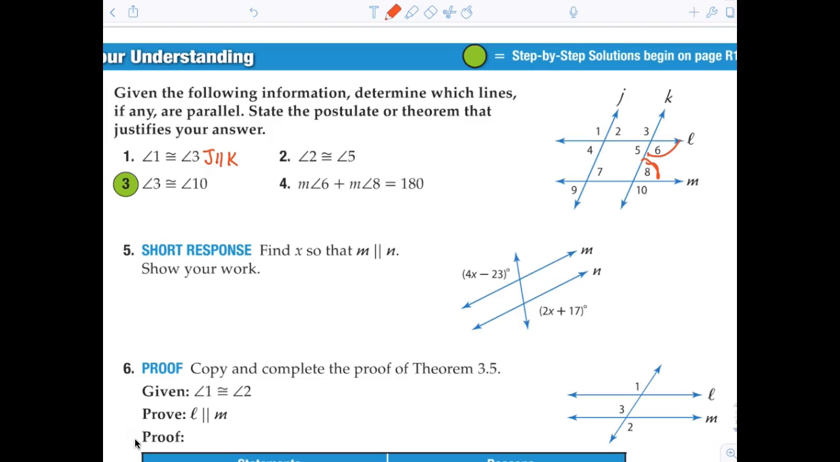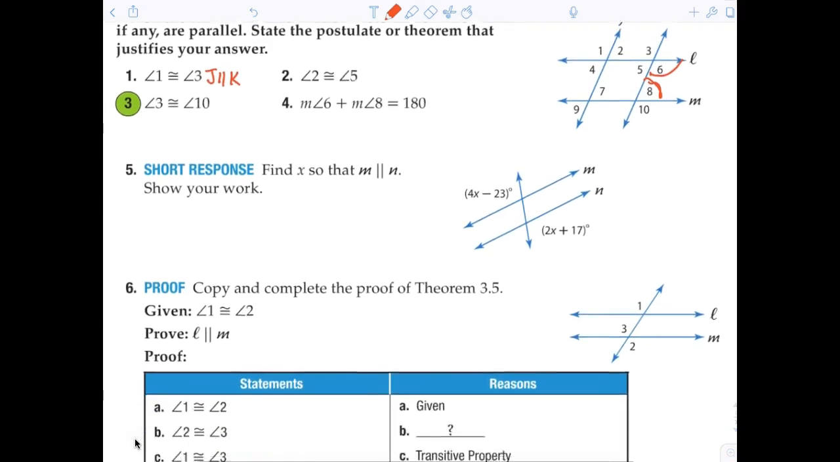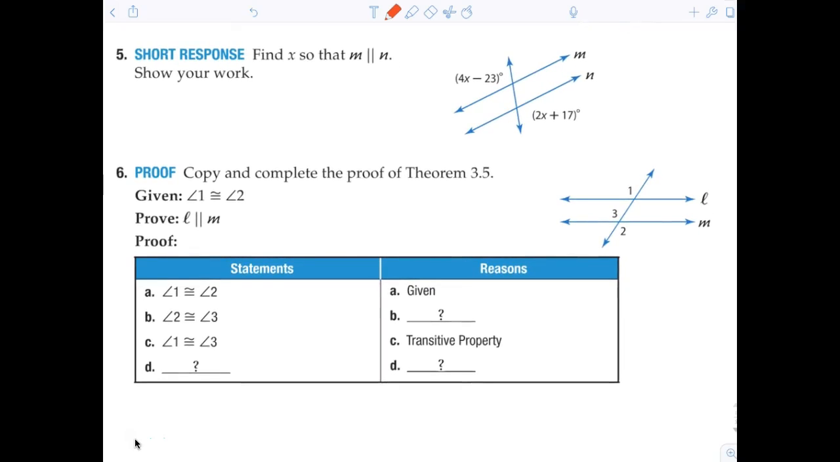All right, so let's look at question number 5. In question number 5, what's true about those two measures of those angles? They have to be equal, right? Because it says that M is parallel to N. Now look, here is the symbol for parallel. That's the symbol for parallel. Is everybody with me? So does everybody agree those angles are equal?